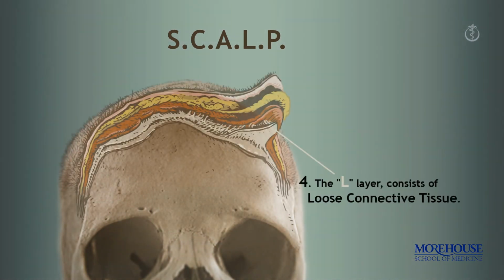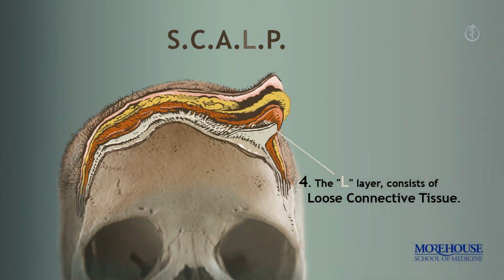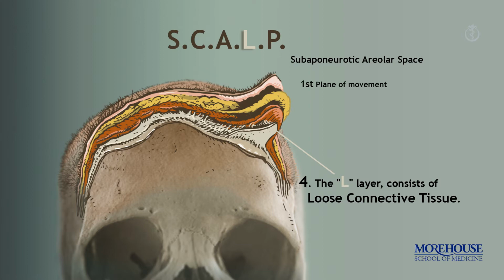Layer 4, the L layer, consists of loose connective tissue. This is termed the subaponeurotic areolar space. It holds the epicranial aponeurosis to the underlying periosteum. The loose nature of this tissue layer imparts several functional features. First, this is the plane of movement of the scalp. That is, when the scalp moves, the SCA layers slide together along this zone relative to the underlying periosteum.